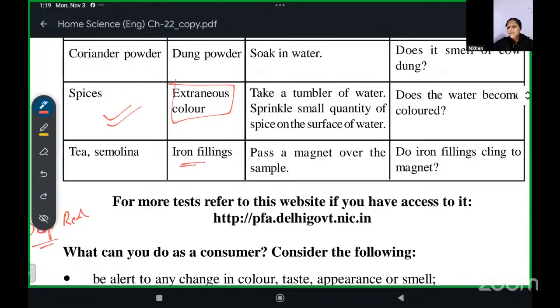Now, when we pass a magnet over the sample, iron filings come and cling on the magnet because iron is attracted by the magnet. You know this, right? A magnet attracts iron. So if we pass your magnet over it, the iron filings will get stuck on the magnet, and with that you can identify that this is adulterated.